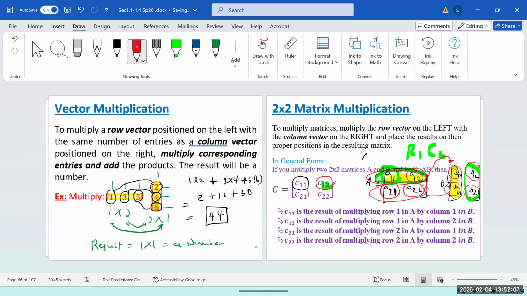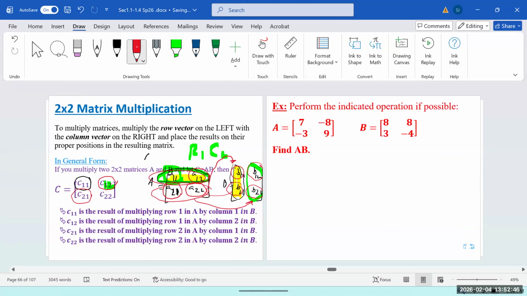And the result will be in 2 1 position because you took row number 2 in the left matrix and column number 1 in the right matrix. So the result has to be in 2 1 position in the product matrix. And we are going to do the same thing again in the second column, third column, fourth column, fifth column, until you are done with every single column, and then you go to the next row. So take one row from the left matrix and multiply all the columns in the right matrix.